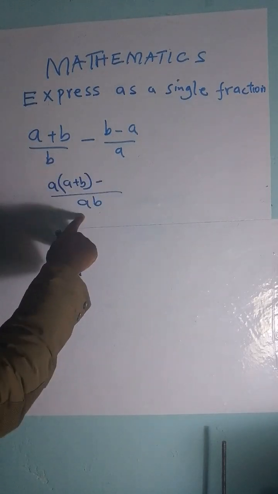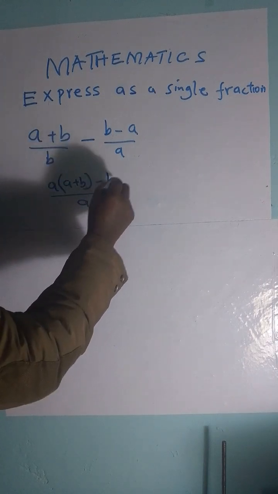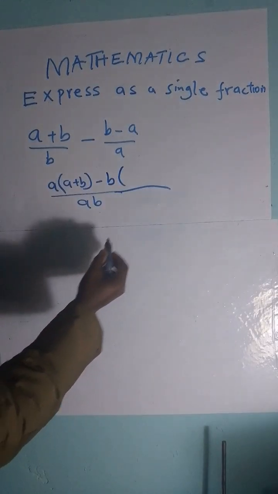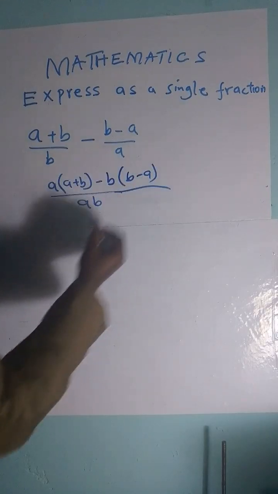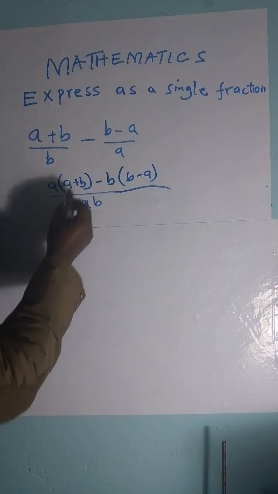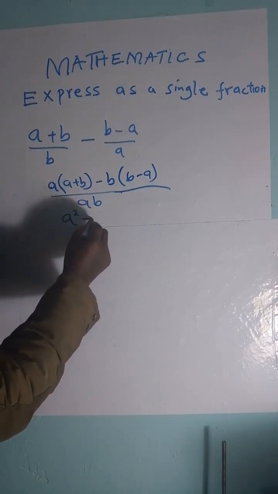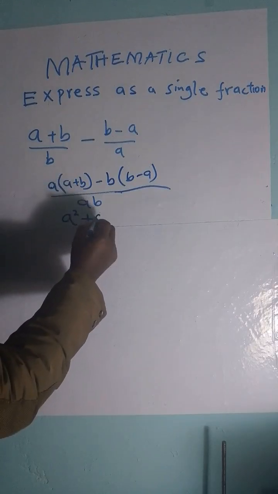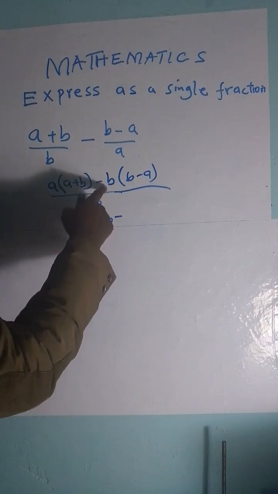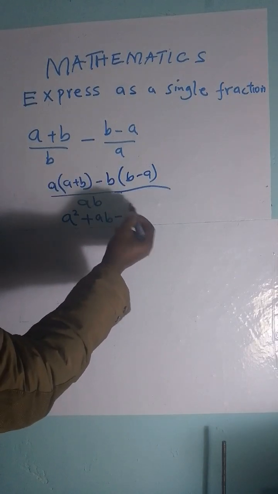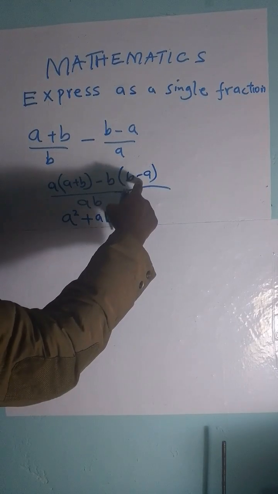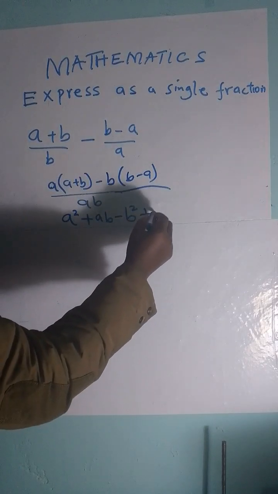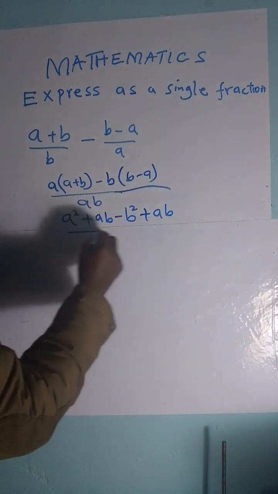minus A goes into AB, B times B into B minus A. Open the bracket: A times A squared, plus A times B, AB, minus B times B, it's going to be minus B squared, minus B times minus A, so it will be plus AB, over AB.